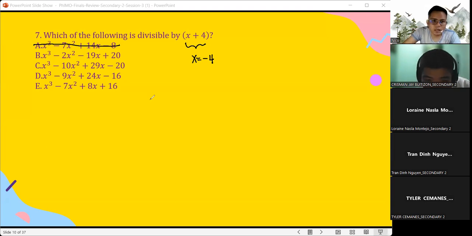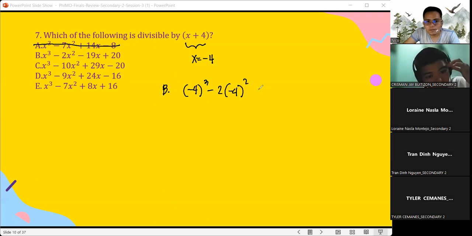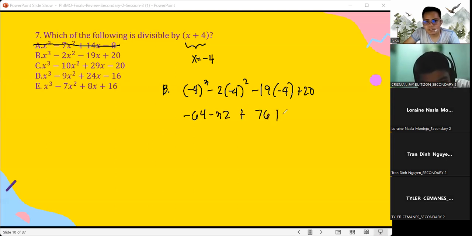Okay. So, based on what I noticed, the answer here is B because it's negative 4 cubed minus 2 times negative 4 squared minus 19 times negative 4 plus 20. So, it's minus 64 minus 32 plus 76 plus 20 that's equal to 0. So, it's a factor. So, the answer here is B.